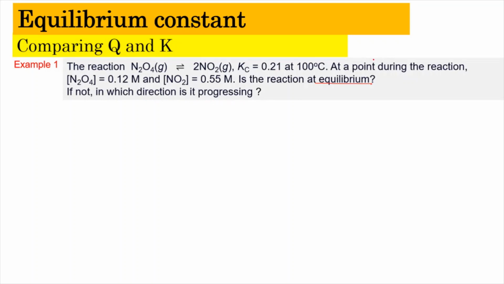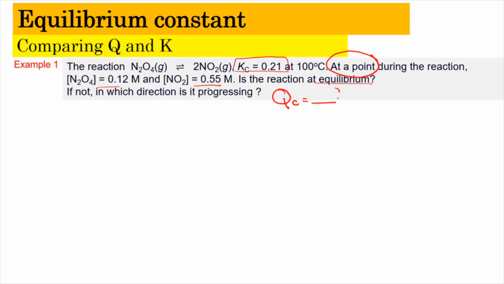It says here that at a point, so it can be at any point. So the concentration here is at a certain point. What we need to do here is find the value of Qc. When we find the value of Qc, we can compare that with our Kc. By comparing that, we're gonna know whether the reaction is at equilibrium or not.